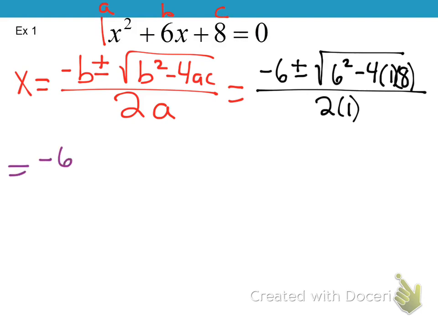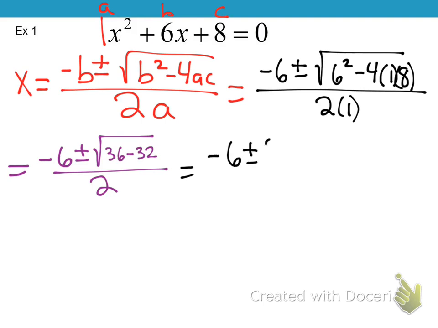So worry about the negative 6 plus or minus later. Let's simplify what's in the radical first. What is 6 squared? 36. Minus, what's 4 times 1 times 8? 32. All over 2 times 1 is 2. Okay, what is 36 minus 32? 4. And what is the square root of 4? 2.